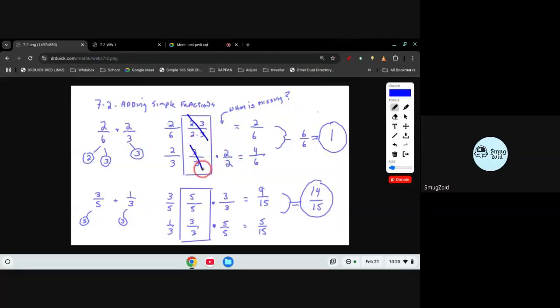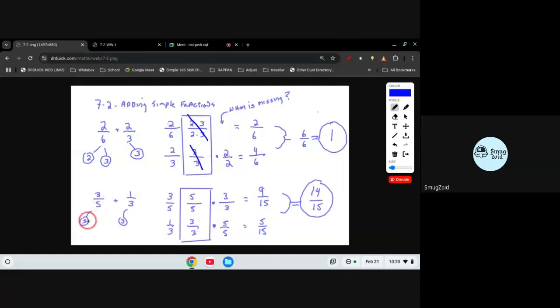I just simply cross these out, and then I just multiply across. If this is crossed out, it's just a 1. So it's 2 over 6, right? This would be 2 times 2 is 4. 3 times 2 is 6. And then I add them together, I get 6 over 6 for my answer, and I would reduce it to 1.